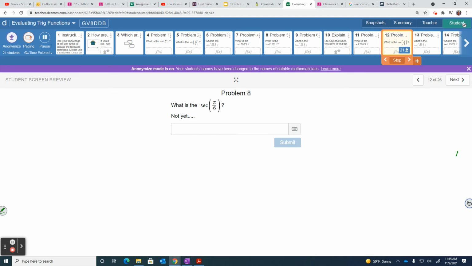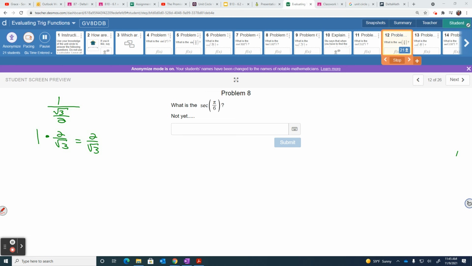This is just the first one. The easy part is getting the 1 over radical 3 over 2. The harder part is simplifying that. You keep, change, flip. So 1 times 2 over radical 3. That's just 2 over radical 3.